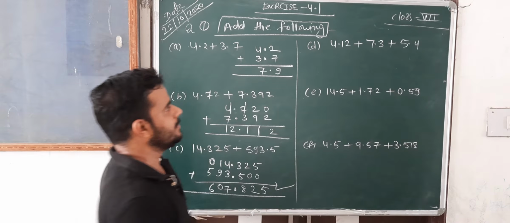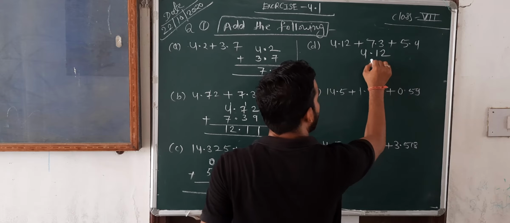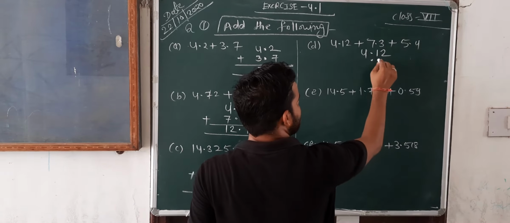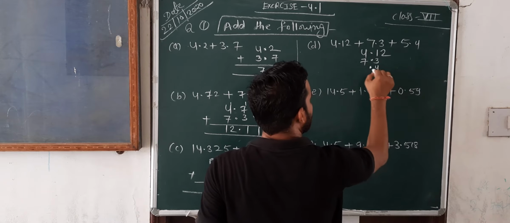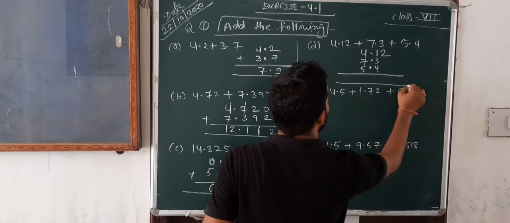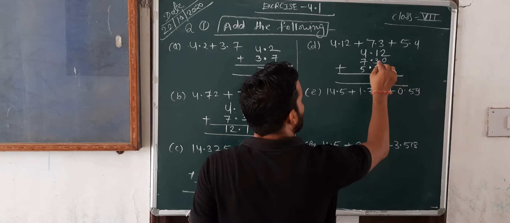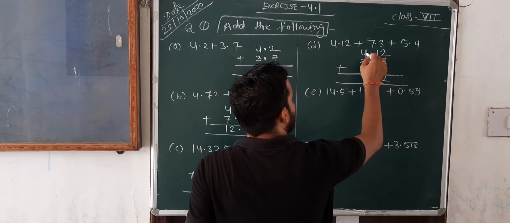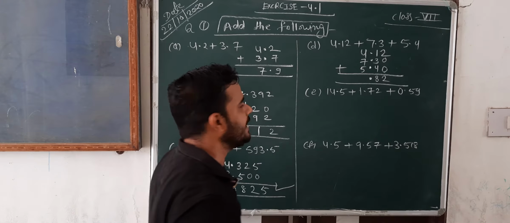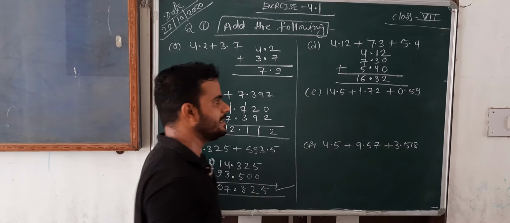607.825. Next, 3 numbers are there, no problem. 4.12, point is there. The first number is 3 and 7. After one more point is there, 4 and 5. Blank plus, I told you just put the 0. 0 plus 2 plus 2 then 2. 4 plus 4 then 8. 5 plus 4 then 9. 9 and 7 is 16. Okay, this is the answer.